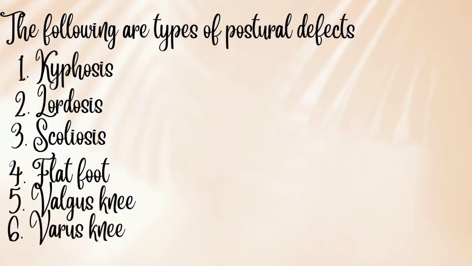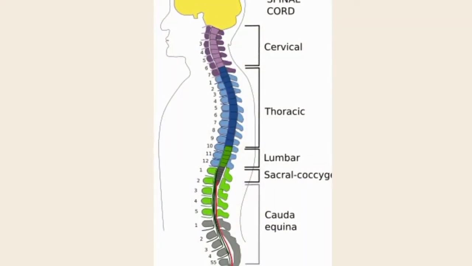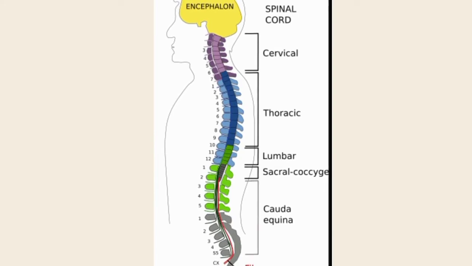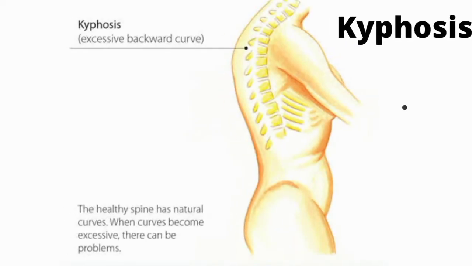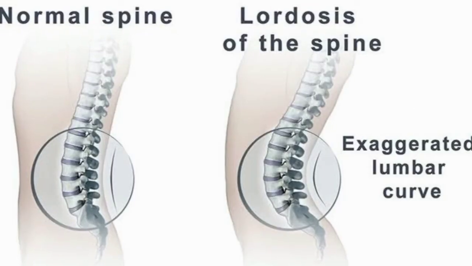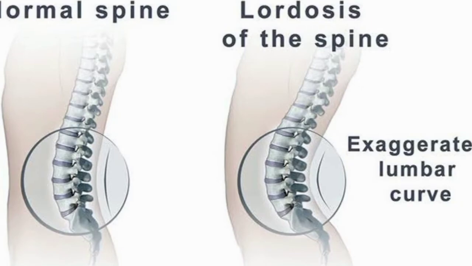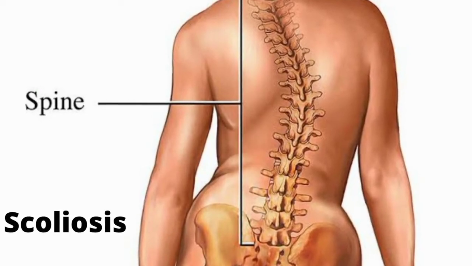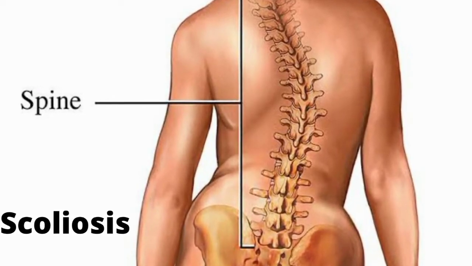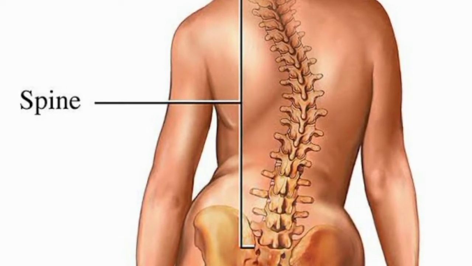Now let's go back to what we learned last week to refresh our minds. Remember we said kyphosis affects the spine around the chest region, while lordosis affects the spine around the abdominal region, which is the lumbar region, and scoliosis can affect any part of the spine, making it have an S or a C shape.